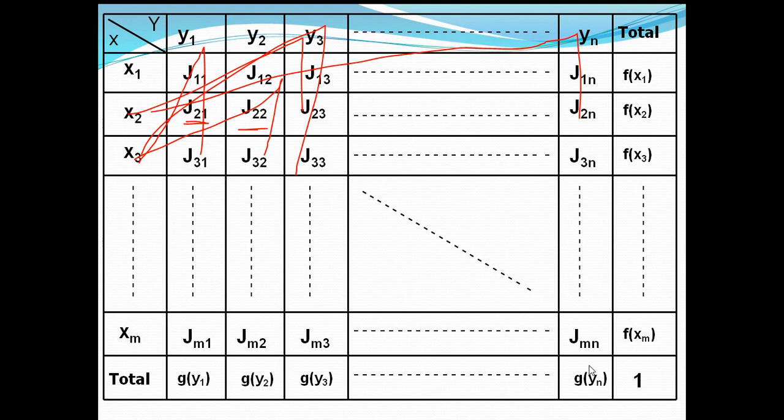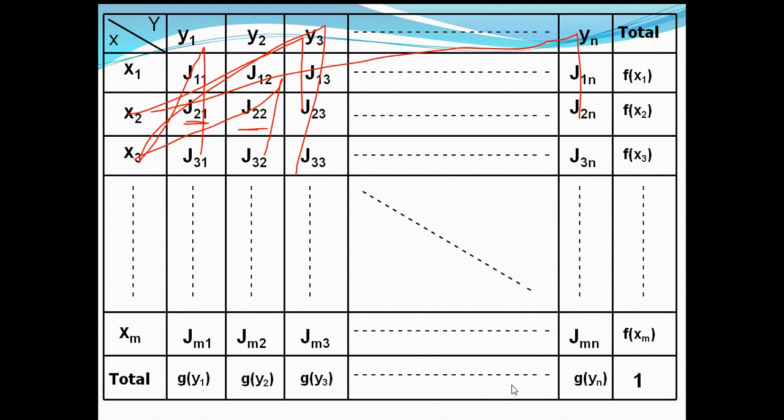For the nth column, we can add all the elements in the nth column, that is j1n plus j2n plus j3n and so on, jmn, is equal to g of yn. And in this distribution, we say that this is f of x1, f of x2, f of x3 and so on, f of xm. This represents the margin of the joint distribution, and g of y1, g of y2 and so on, g of yn is also in the margin of the joint distribution, and therefore this is called marginal distribution.